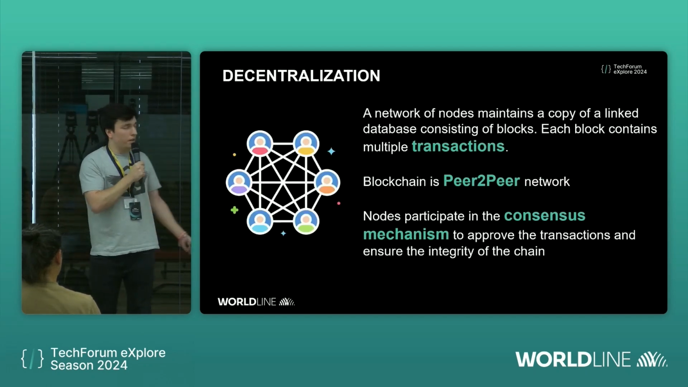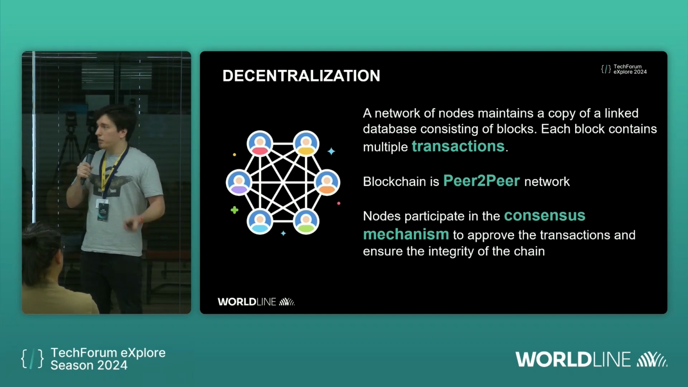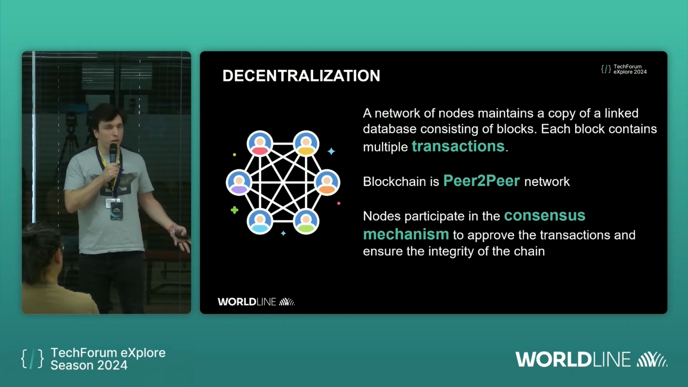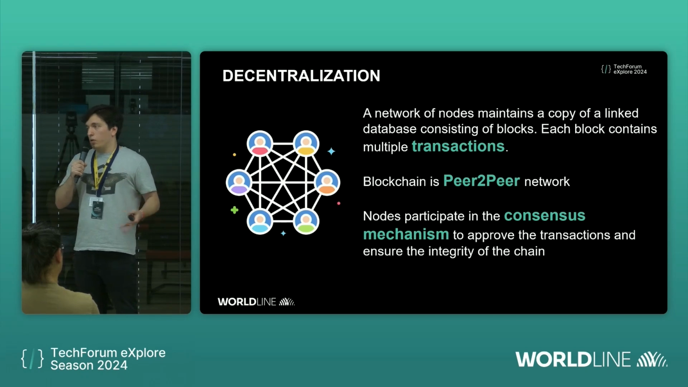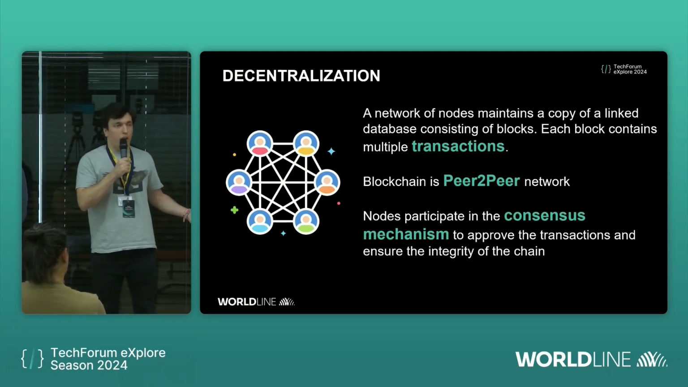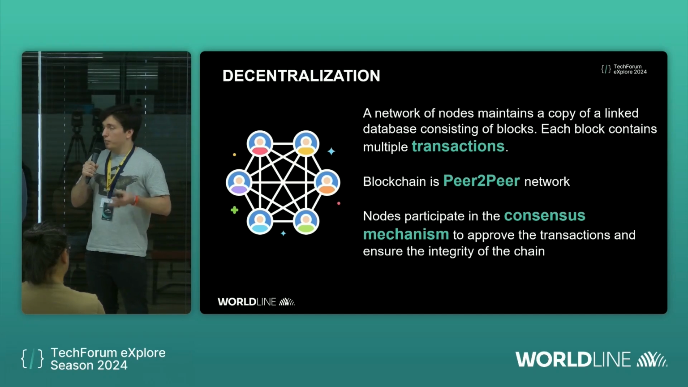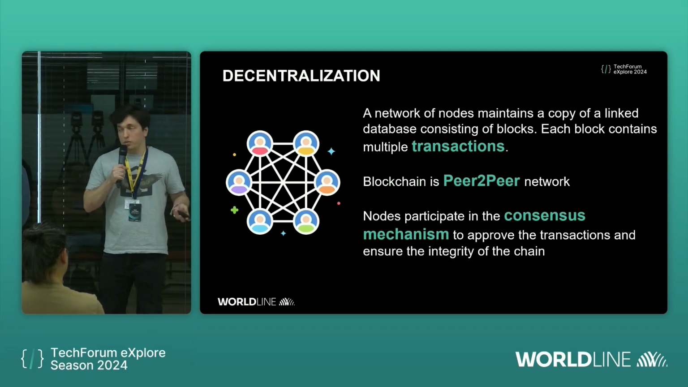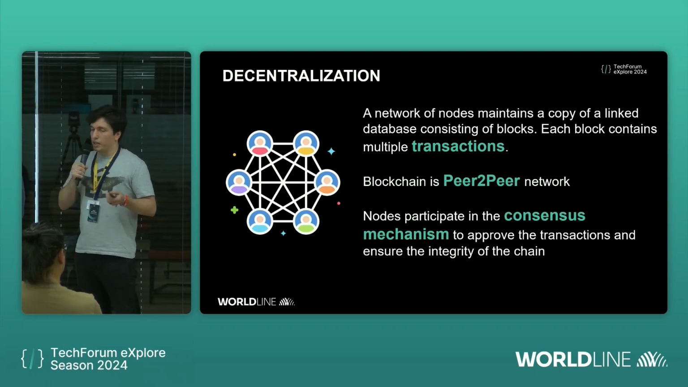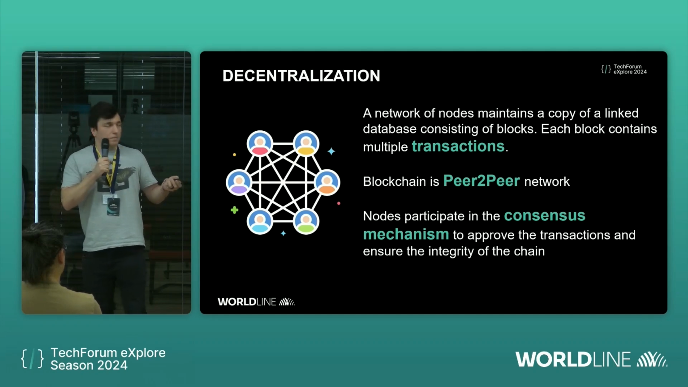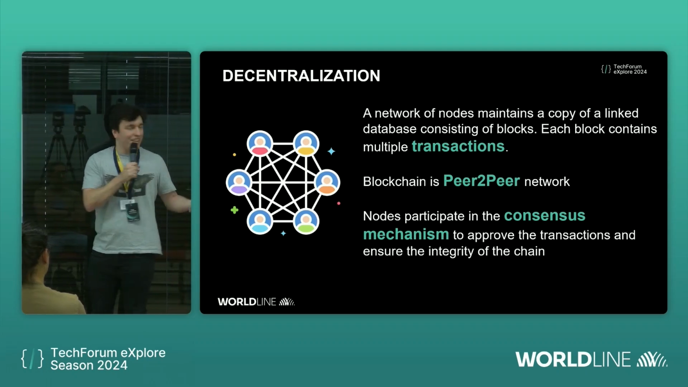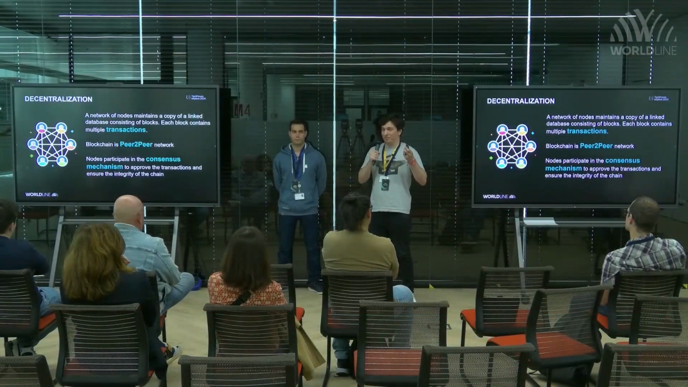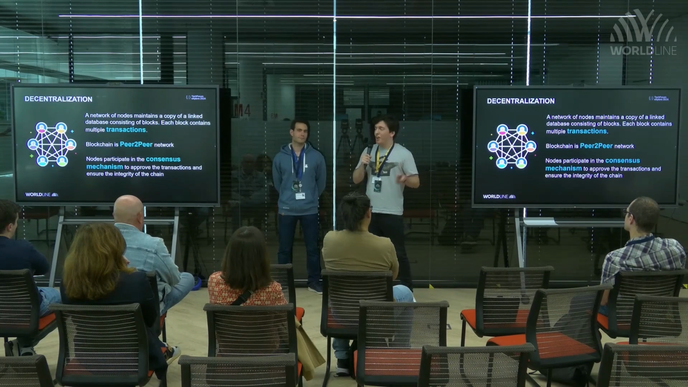As we said before, the blockchain, it's a peer-to-peer network in which each of the nodes contain a copy of all the blocks in the chain. This avoids the problem of having a single point of failure, and also controls that there's a single entity that has power over the network. Okay, and that is what we call decentralization.